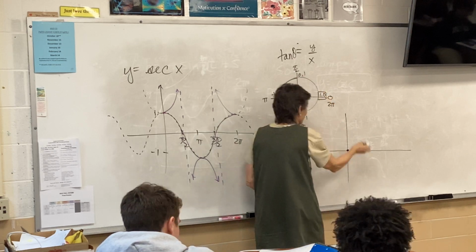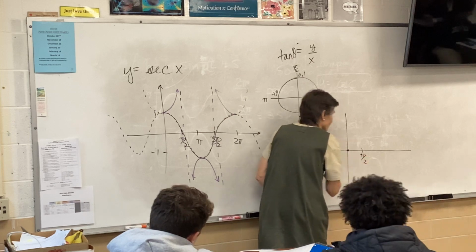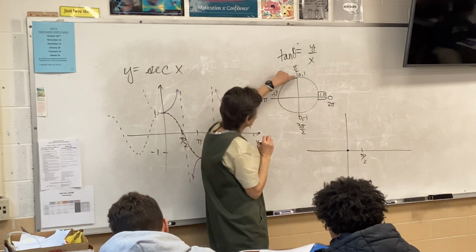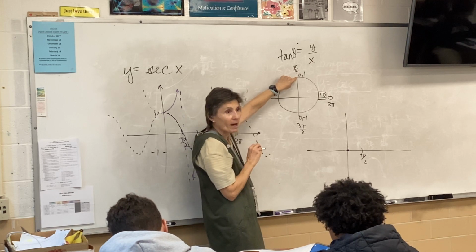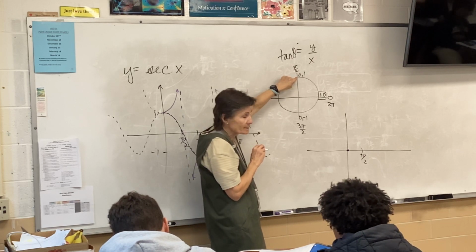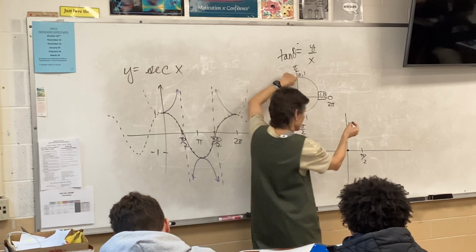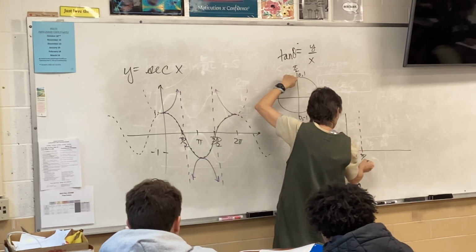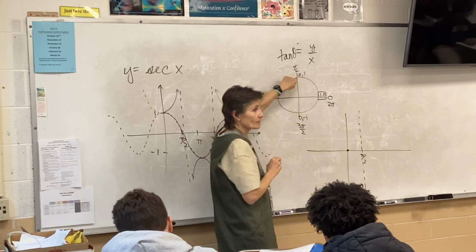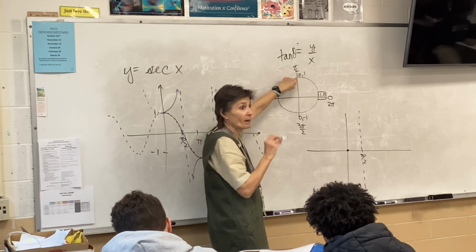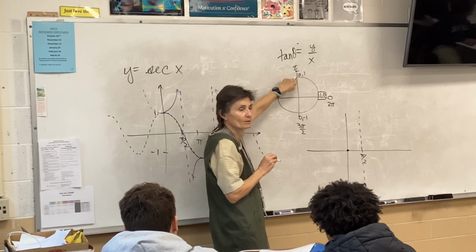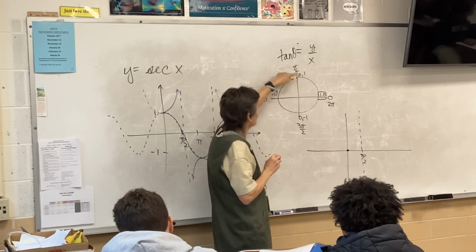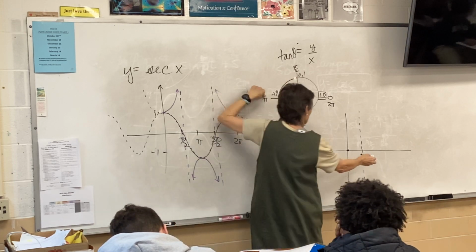The next angle is pi over 2. What happens to the tangent at pi over 2? It's undefined. How do I show that? Vertical asymptote. If you type tangent pi over 2 or tangent 90 on your calculator, it will say impossible. There isn't a tangent. All right, what about our next angle, which is pi?